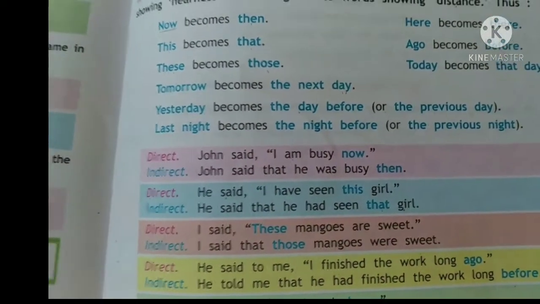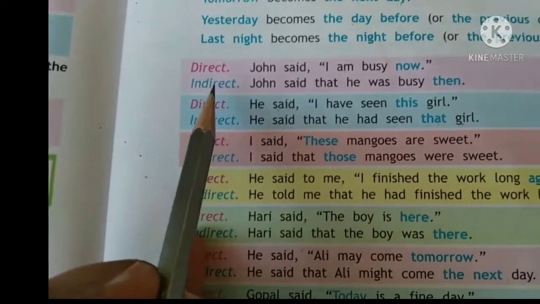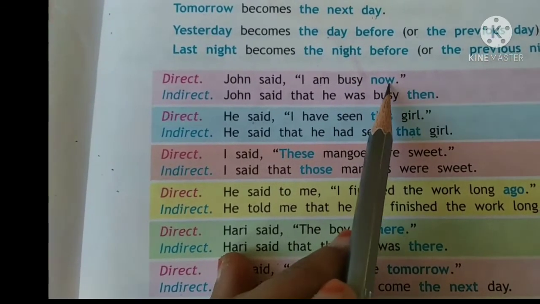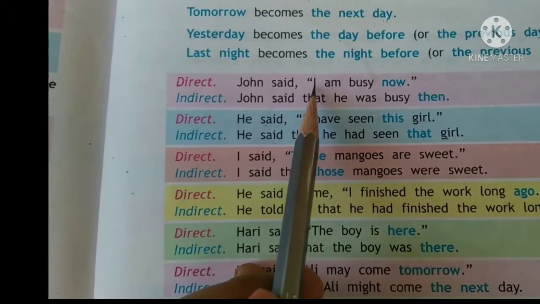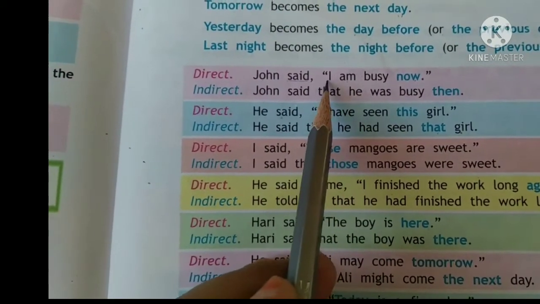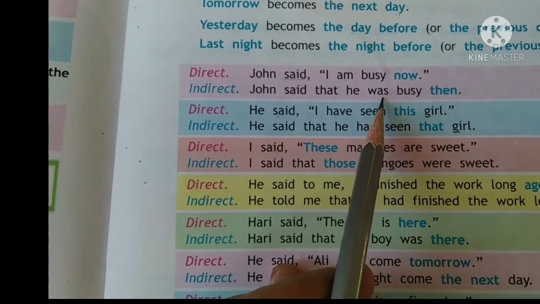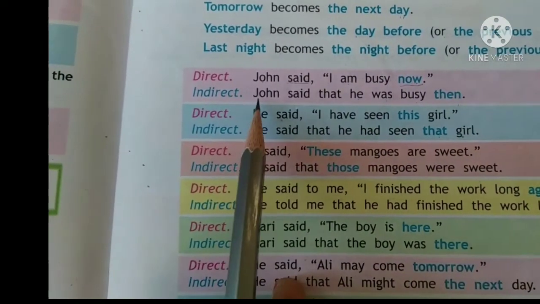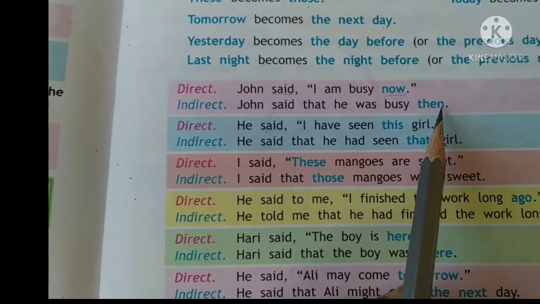So these words also we need to change when we are changing a sentence from direct into the indirect. So for example, the first one, John said, I am busy now. So here it will come that John said that, this I is related to the subject of the reported verb. So I will become he. Am is in simple present. It becomes was in simple past. Busy. This now will change into then. So we read it as John said that he was busy then.